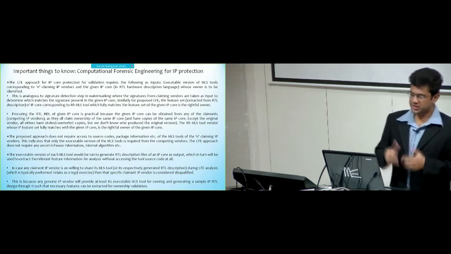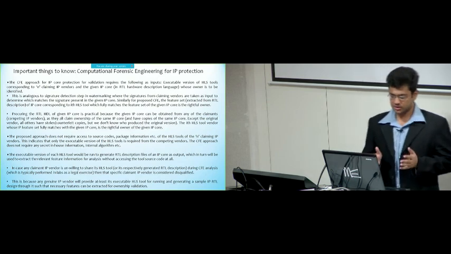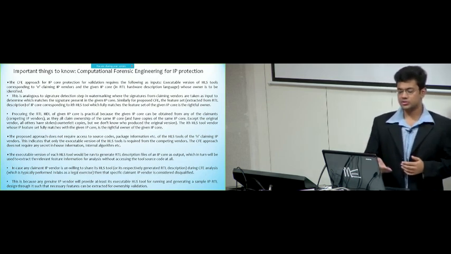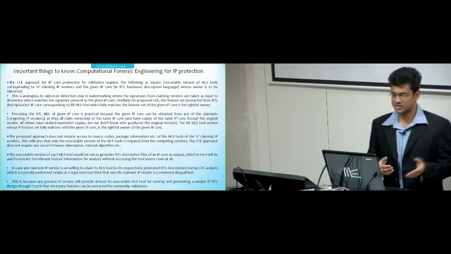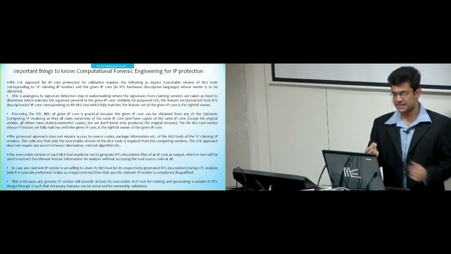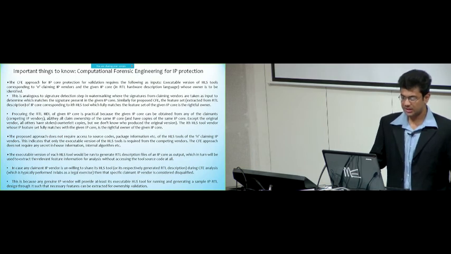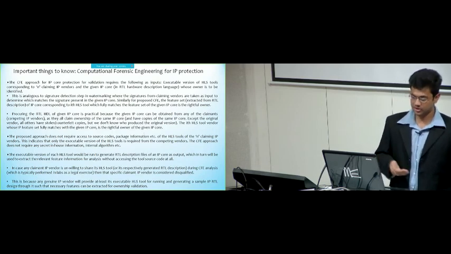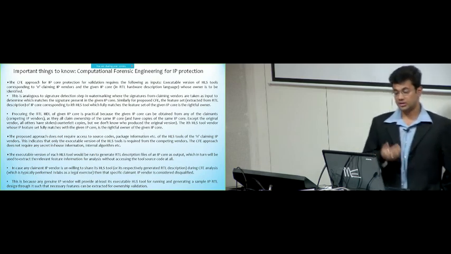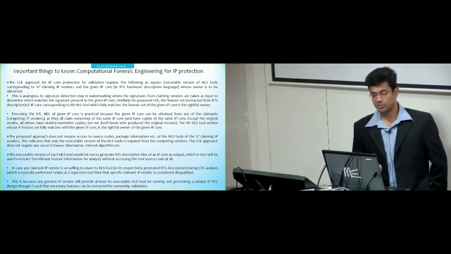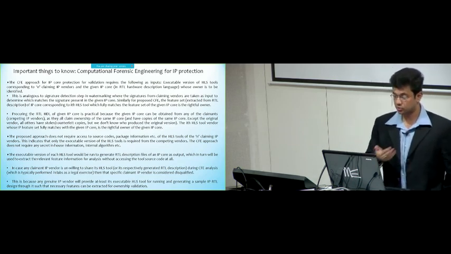First of all, we just need the executable version of the HLS tools corresponding to the N claiming IP core vendors. This is analogous to having a signature detection step in watermarking, where signatures from claiming vendors are taken as inputs to determine whose signature exactly matches the given IP core. Procuring the RTL HDL of the IP core is also practical, because the given IP core can be obtained from any one of the claimants, as they all claim ownership of the IP core. Except the original vendor, all others have stolen or counterfeit copies, but we really do not know right at the beginning who the actual owner is.